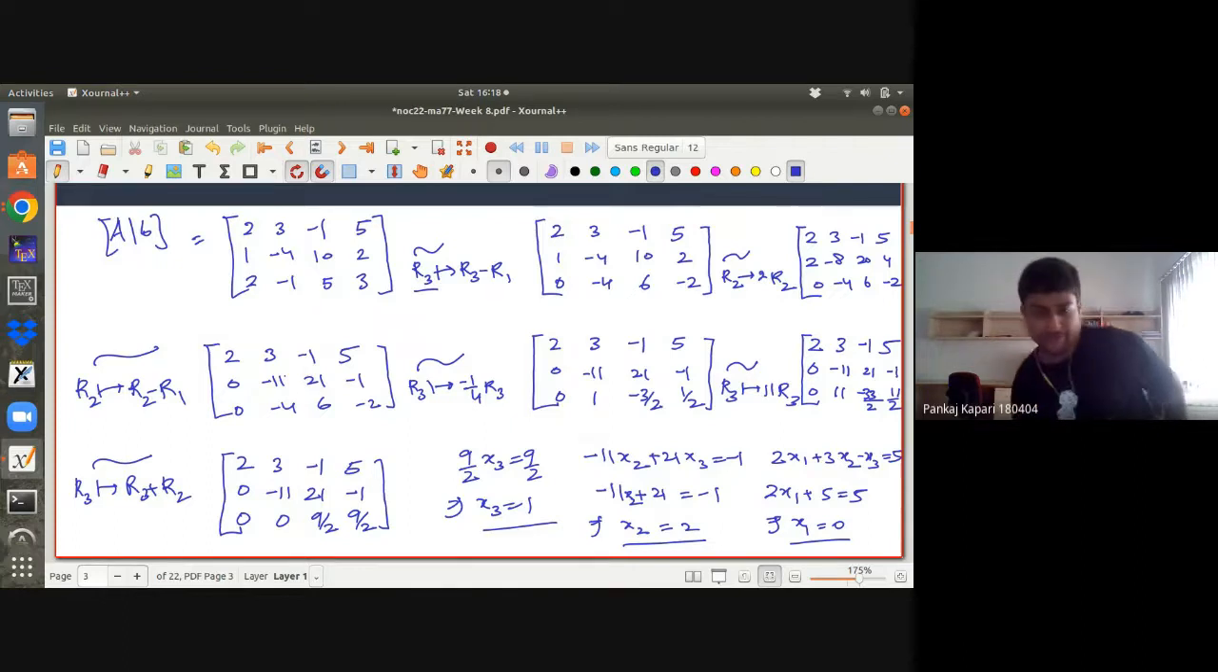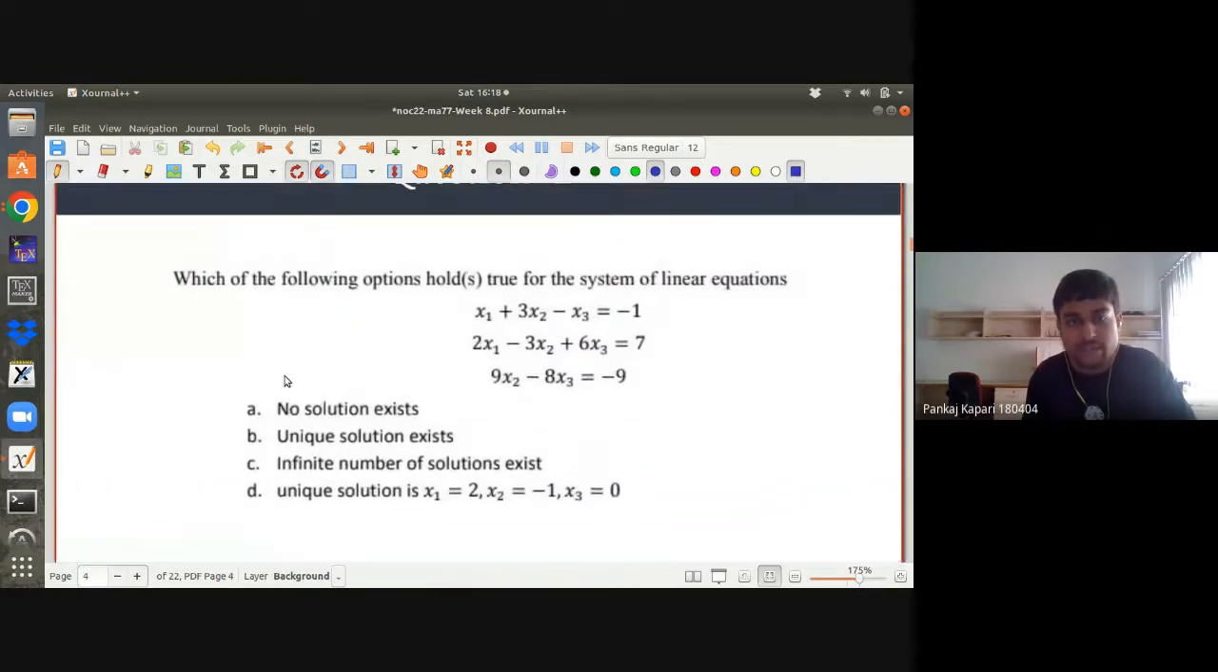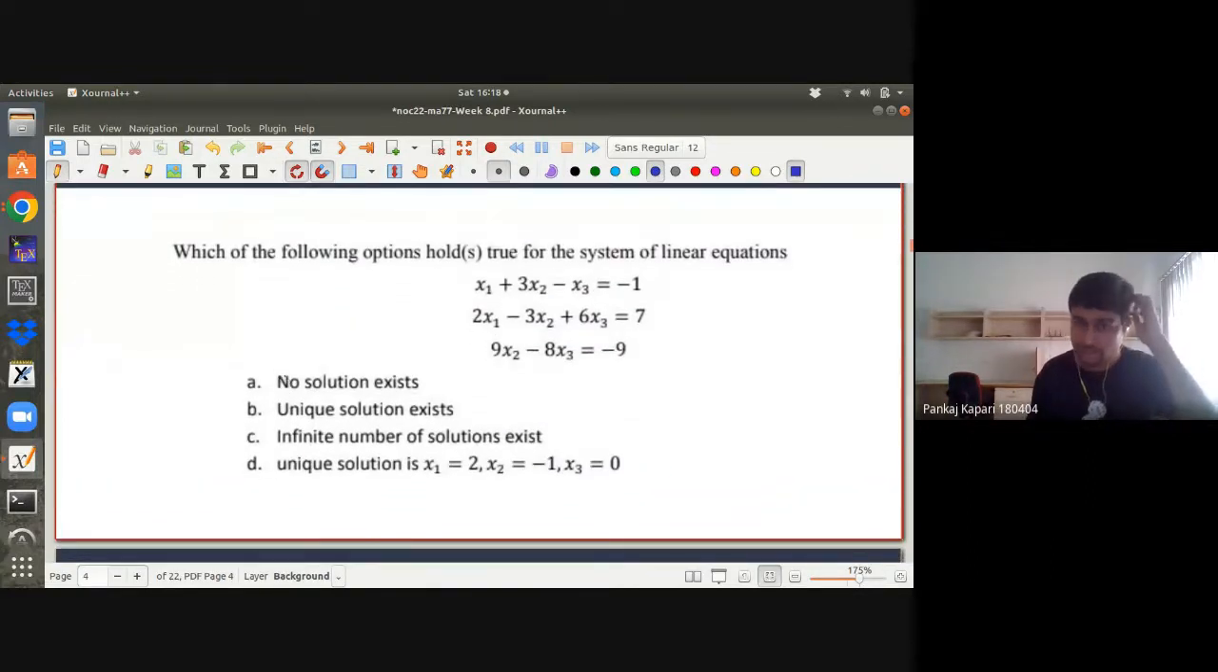Okay, so if there are no other questions, let's move to the second problem. Again, the second problem has the same type. You have another system of equations, and now you have to find out if the system is consistent or it has some solution or not.